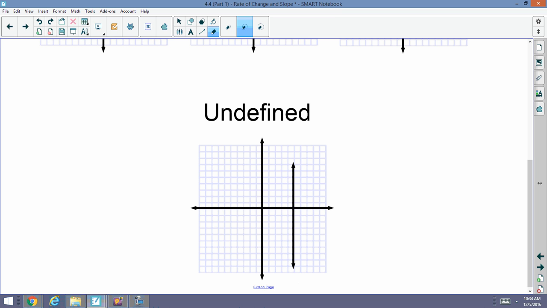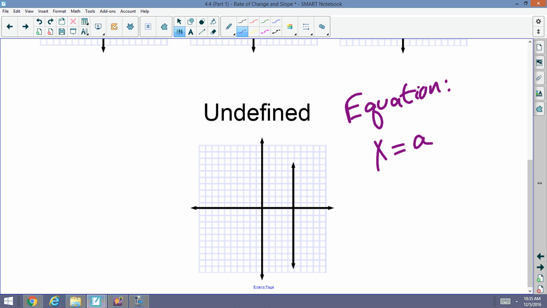But when you have an undefined slope, the equation for that will always equal x equals a. Why? It never goes to the y-axis. Y has nothing to do with it. So in this particular case, this is 1, 2, 3, 4, 5. That's 5 right there. So this equation will be x equals 5.